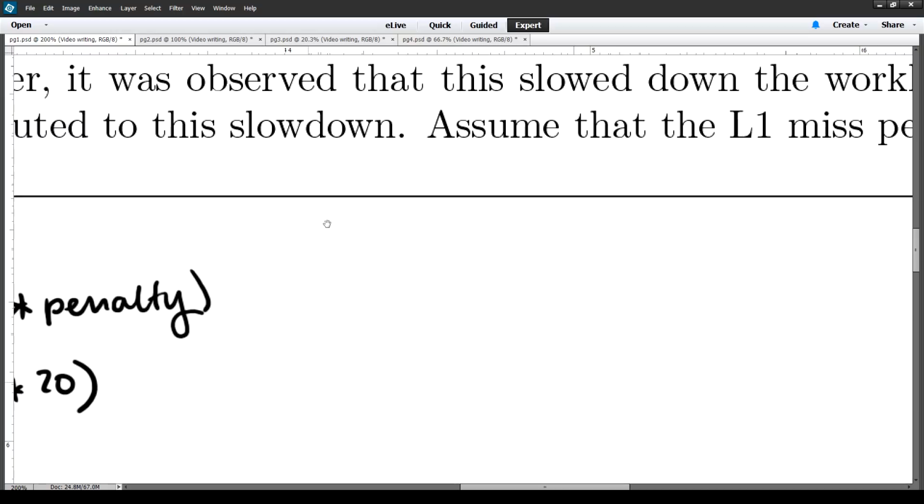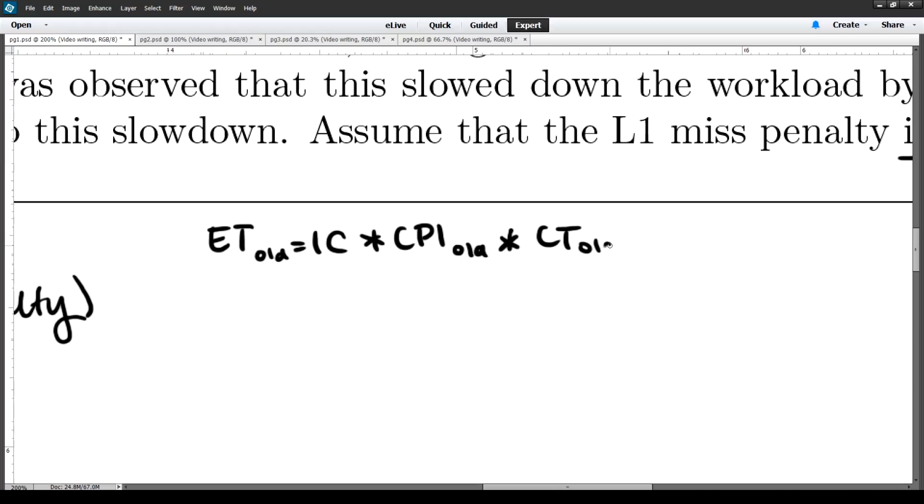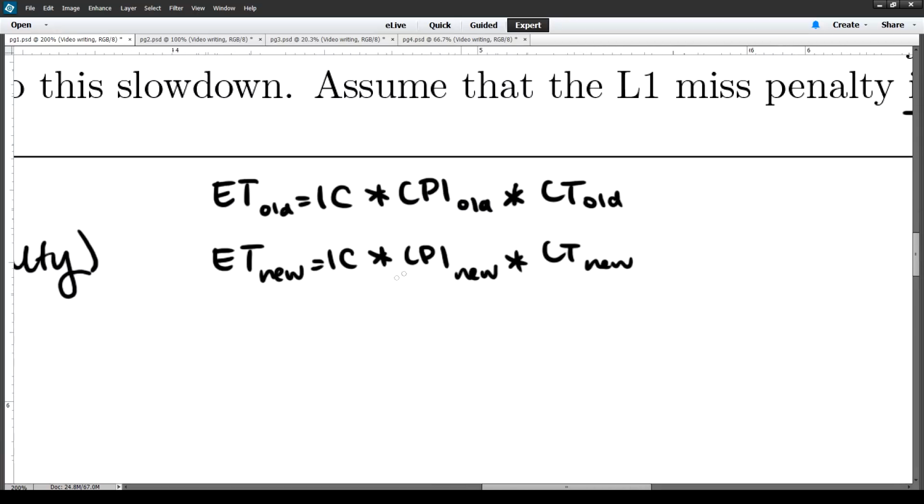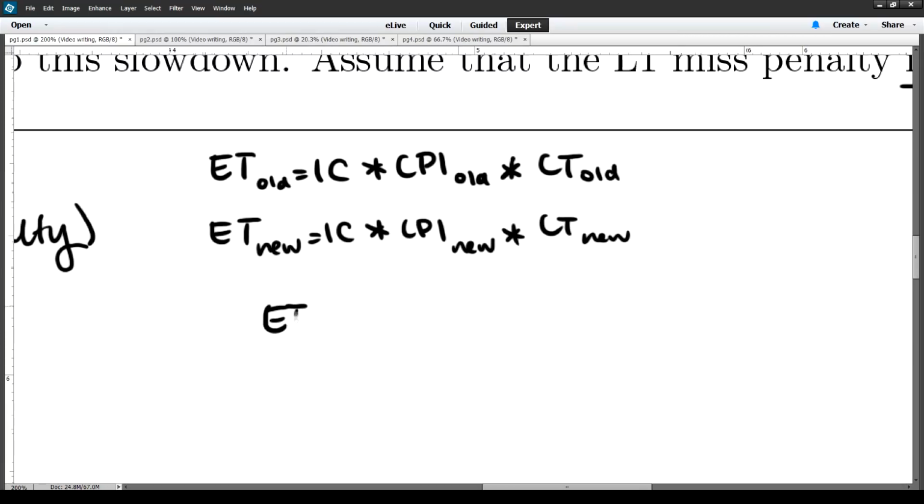The execution time for the old cache is the instruction count times the old CPI times the old cycle time. The execution time for the new cache is the instruction count times the new CPI times the new cycle time. And we also know from the problem that there was a 3.2% slowdown in execution time, so we know that the execution time new equals 1.032 times execution time old.